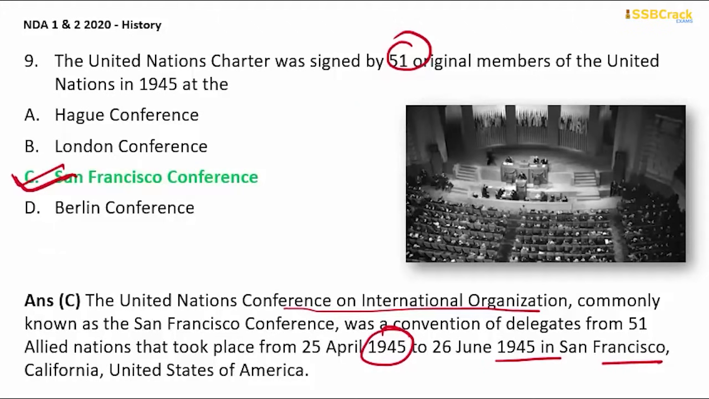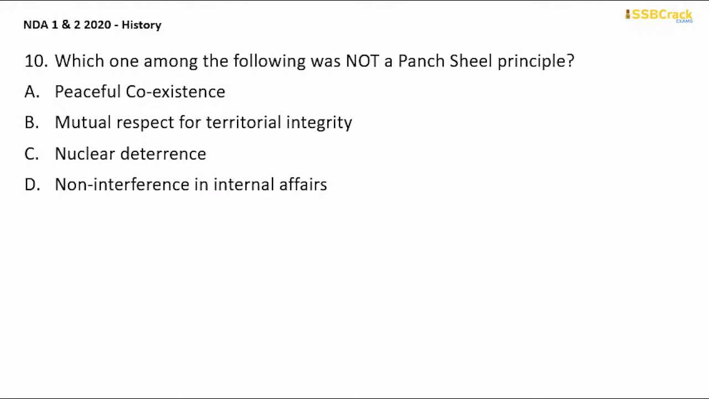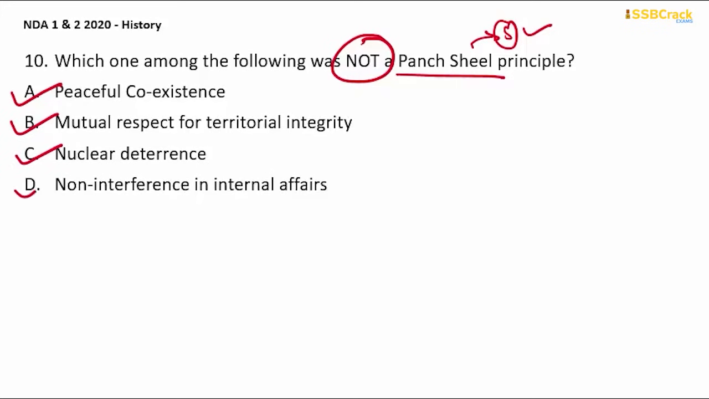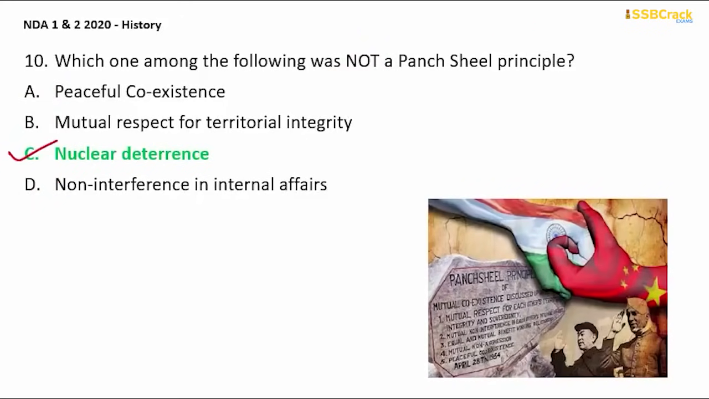Okay. Now the next question is, which one of the following was not a Panchsheel principle? This question is about the Panchsheel principles. You all must know there are 5 principles in Panchsheel. Out of them, which of the following is not correct? A. Peaceful coexistence. B. Mutual respect of territorial integrity. C. Nuclear deterrence. And D. Non-interference in internal affairs. So the incorrect one would be nuclear deterrence. Okay, this was not under the Panchsheel principles.